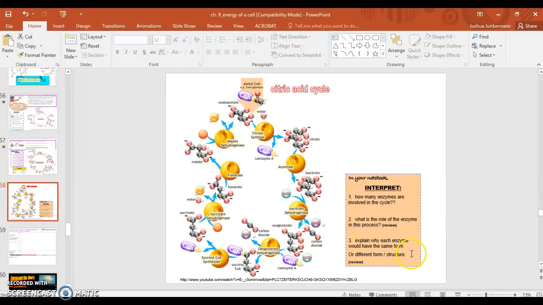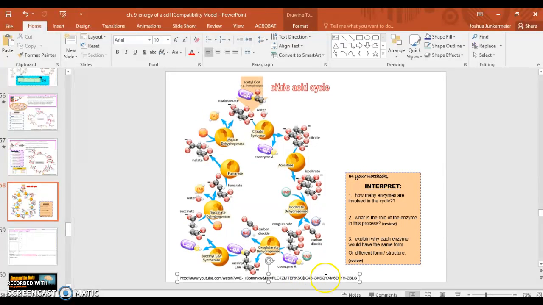On question 3. So why is each enzyme unique? Well, think about what it's reacting with. Look at it. Figure it out. Try to relate this idea to form and structure of each enzyme. Why is each enzyme unique? Why does each have a different form or structure? See what you can come up with.